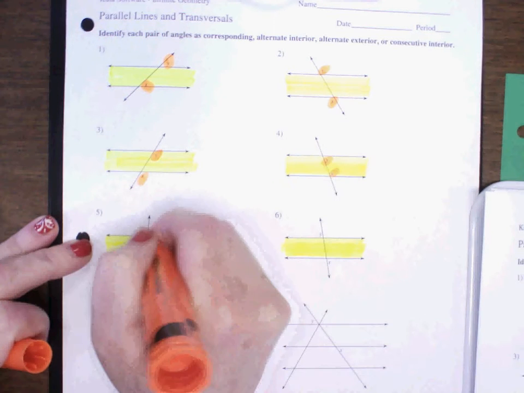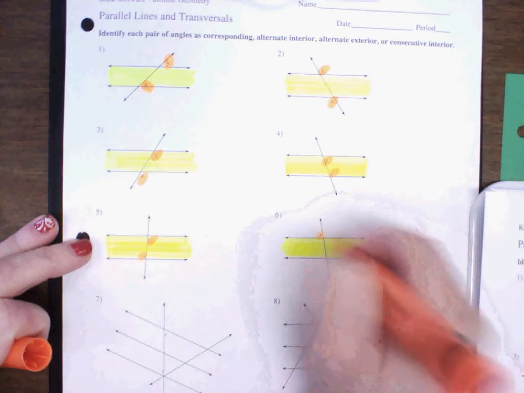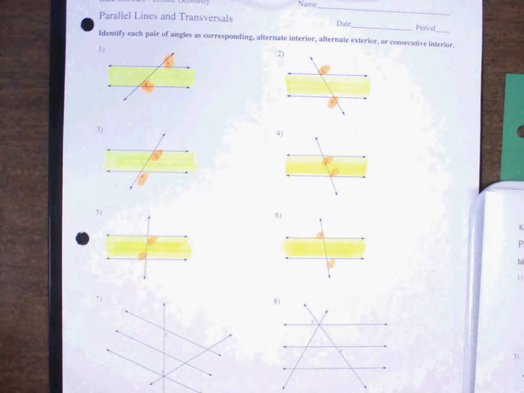And then I'm going to take a different color and I'm going to do the little letters with a different color so they pop out and I know what location they have, okay?